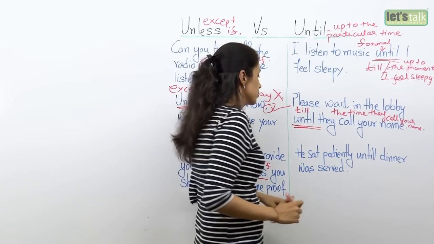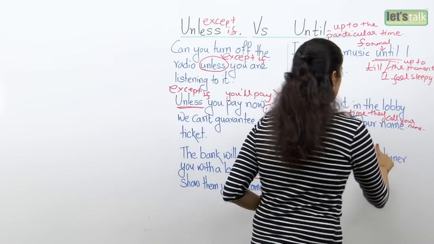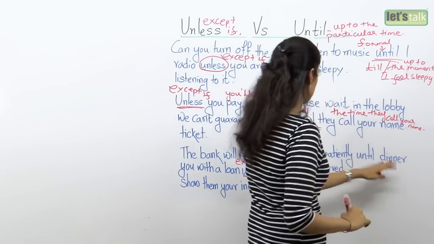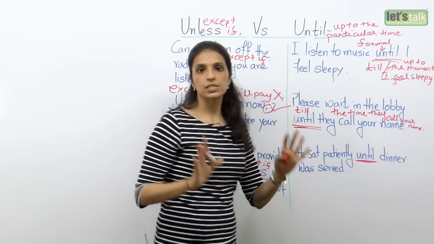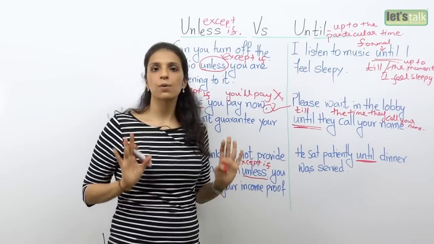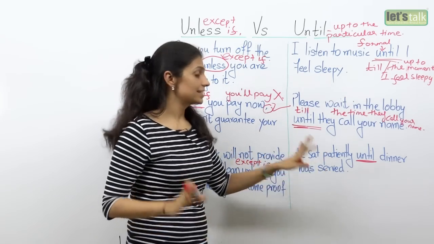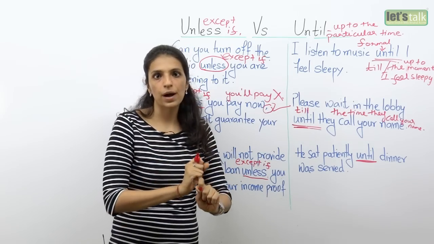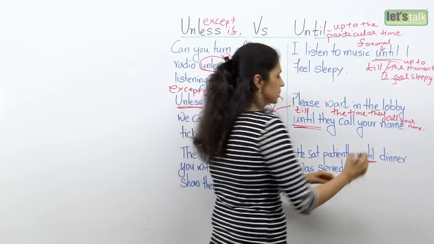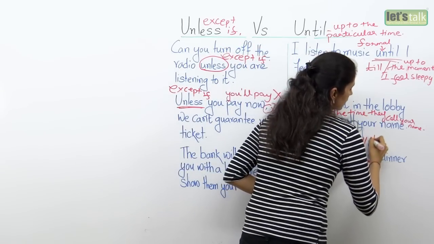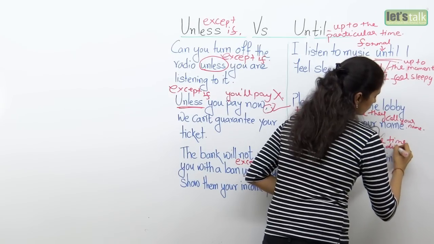Okay. So, now we have a sentence with until. He sat patiently, until dinner was served. Until. So, till dinner was served, he sat quietly, didn't utter a word. Maybe he got noisy after dinner, but till dinner was served, he sat quietly, patiently, like a sweet child. So, he sat patiently till the time dinner was served.